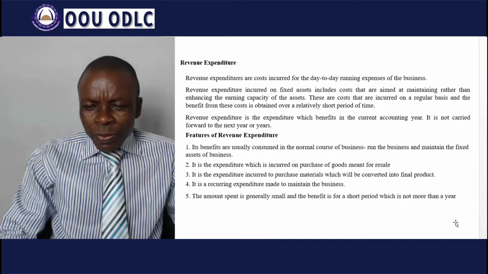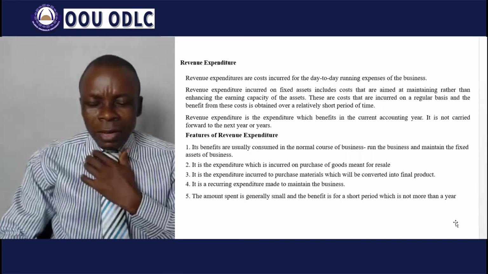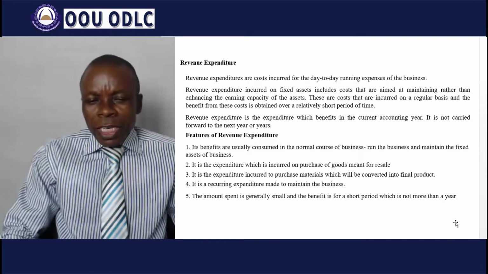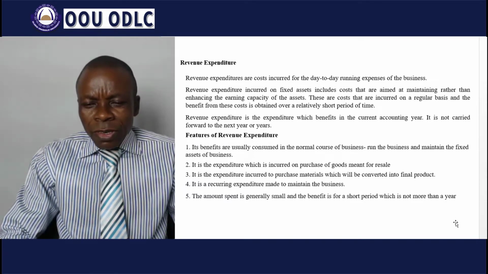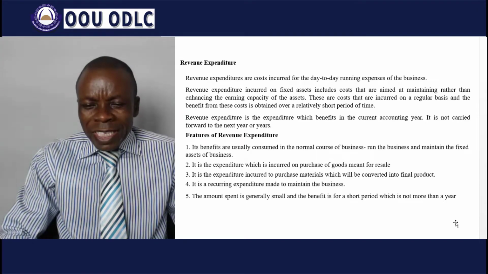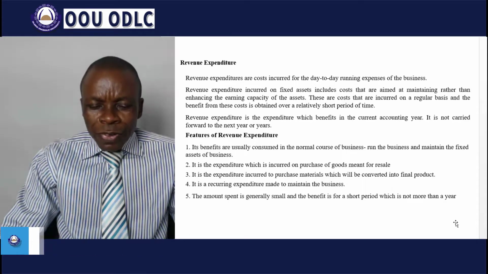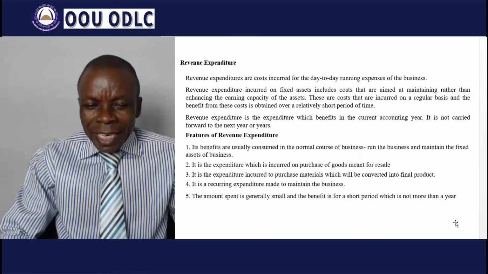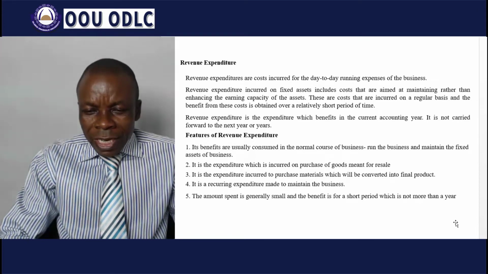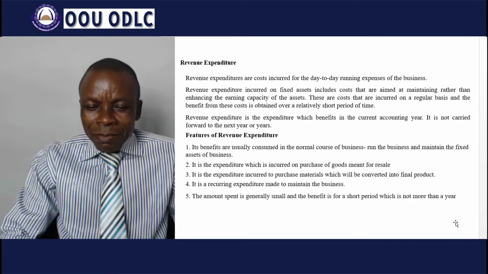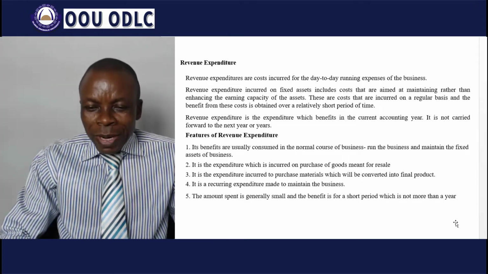Expenditure which is incurred for the purchase of goods for sale. You buy a set of goods for resale, then such expenditure will be classified as revenue expenditure. If expenditure is incurred to convert certain materials into final finished goods for resale, then it will also be referred to as revenue expenditure. For instance, you bought green plantain, and you process that to convert it to plantain chips.